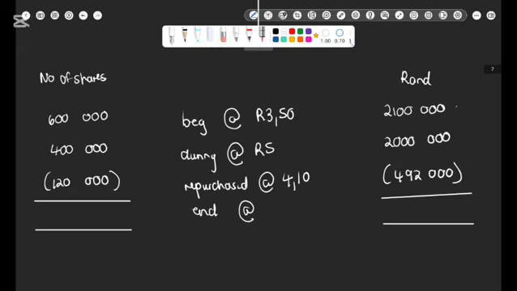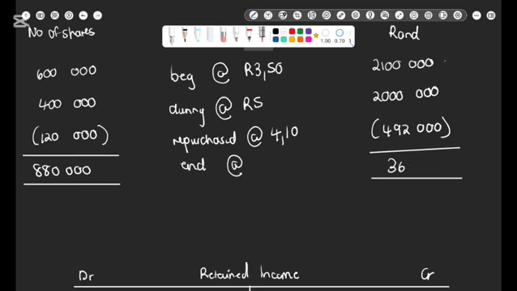So on the number of shares side, I'm going to take my 600 plus my 400 minus my 120, which is going to give me 880,000. Then on this side, I have the 2,100,000 plus the 2 million minus the 492, which is going to give me 3,608,000. Then to get my price per share, divide by 880. That's going to give me 4 rand 10 cents.